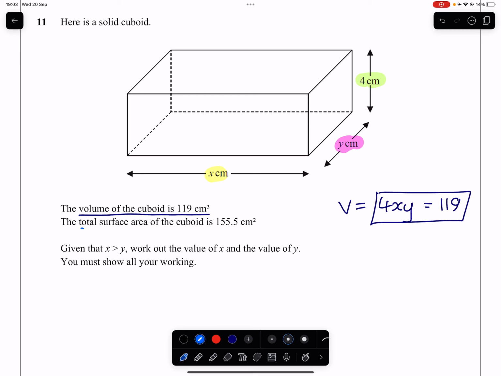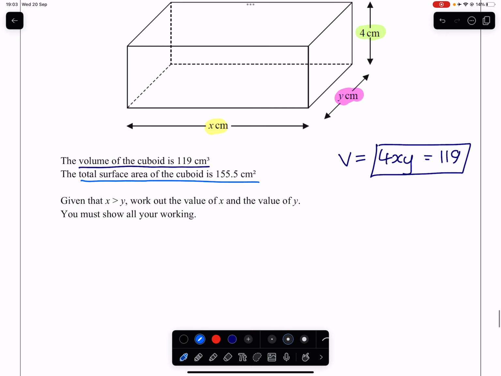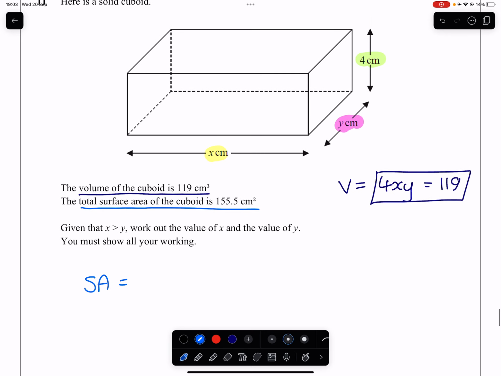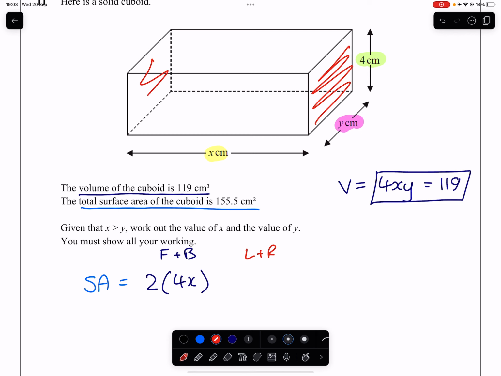We are told that the total surface area of the cuboid is 155.5. Surface area of a cuboid will be the area of the front and the back first of all. So the front here is going to be 4x, 2 lots of them. So 2 lots of 4x will give us the front and the back. Our left and right are going to be 4 times y, and then 2 lots of them. So we have 2 lots of 4 times y.